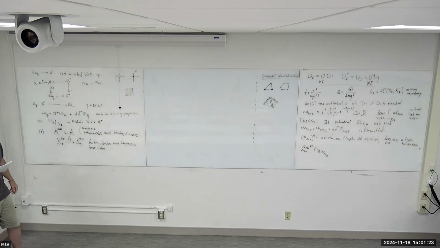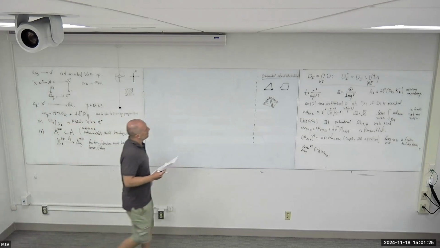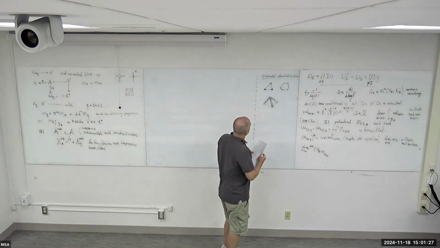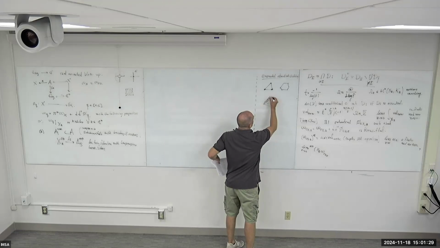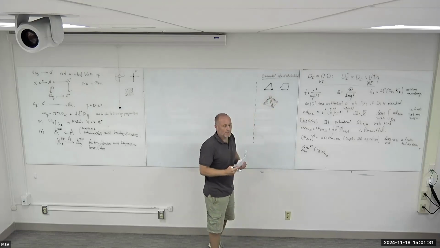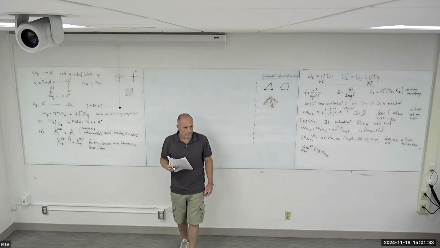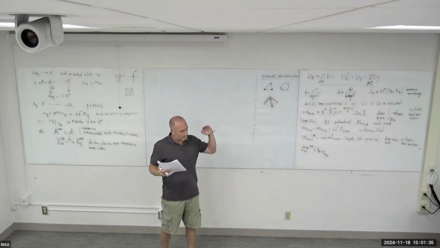May I ask, in the expanded essential skeleton, what do we put in at the corners, at the vertices? You put nothing, you leave the hole. Oh, okay. Just leave the hole. So the only thing you do is to put a little bit of interpolating.